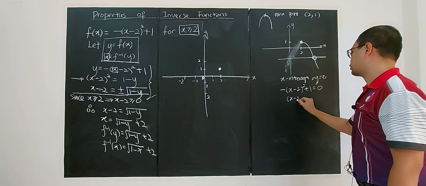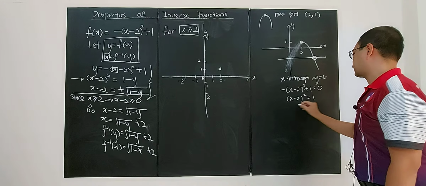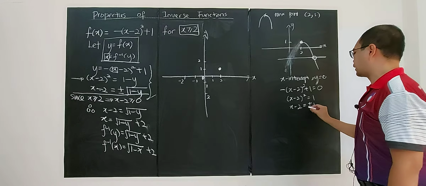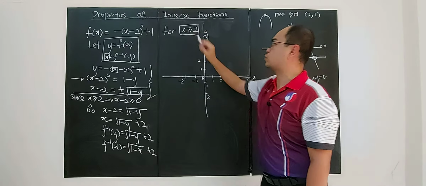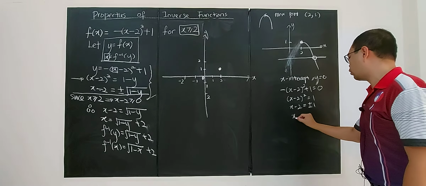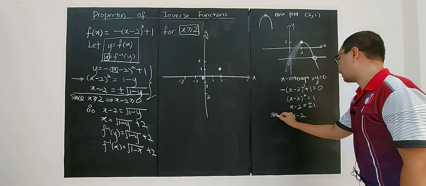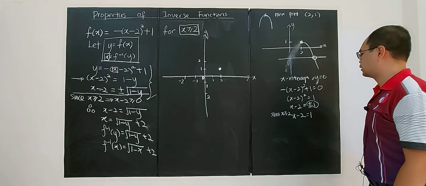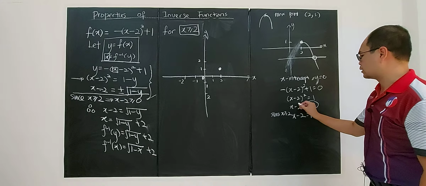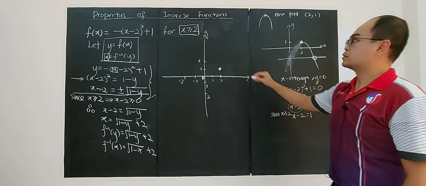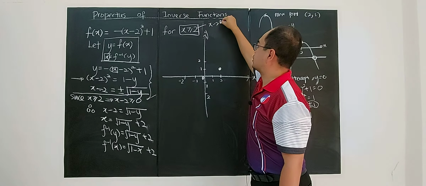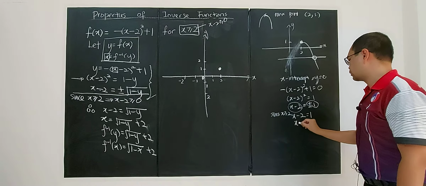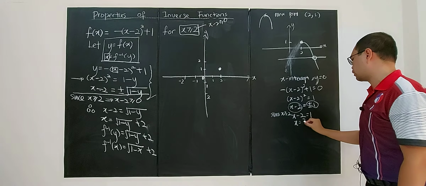Then you have (x minus 2) squared equals 1, right? And x minus 2 is plus or minus 1, right? But in this case, you know that x is greater than or equal to 2, so we only choose the positive one, because x minus 2 is greater than or equal to 0. So I'm choosing this. So I have 2 plus 1, which is 3, right?